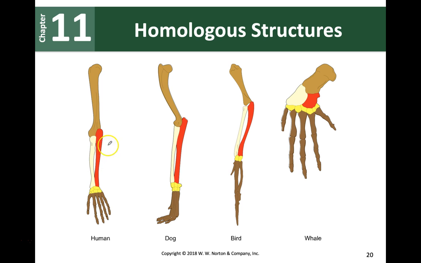For example, humans are going to use their hands to grab something, to hold something. Dogs are going to use them to walk. Birds are going to use them to fly. And the whales are going to be using their limbs to swim. So you can see how we have different functions, but how similar these structures are. These structures are called homologous structures.